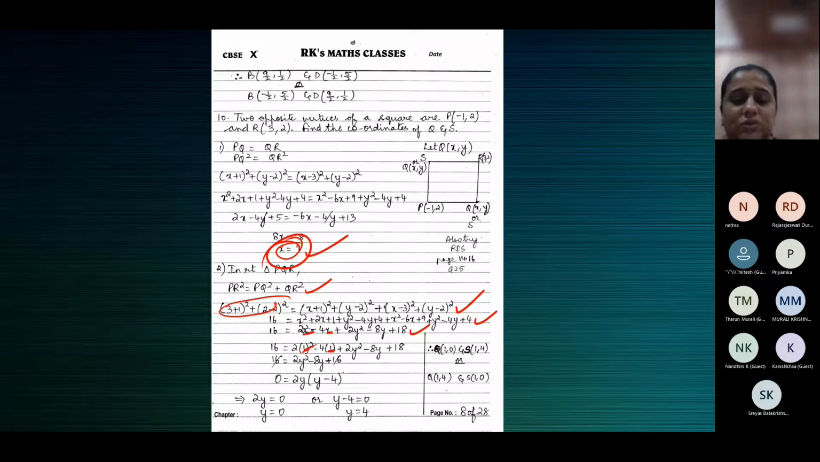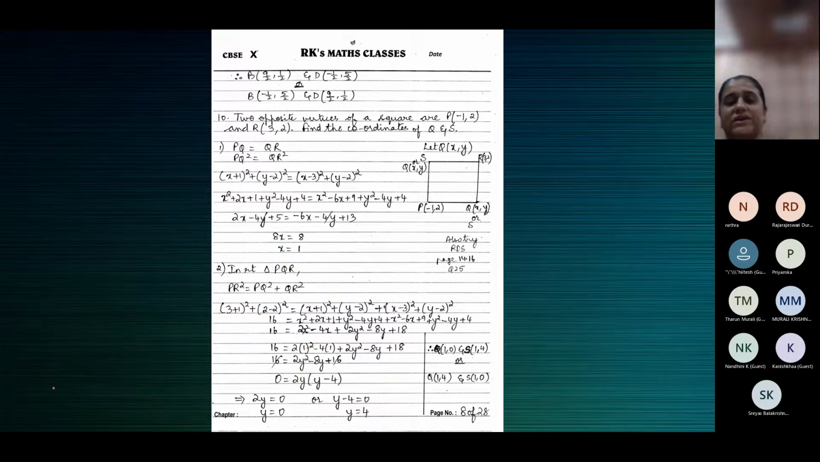When you work this equation, you get 2y square minus 8y. Whenever there's something common, bring out the common factor. So 2y is common into y minus 4 is equal to 0. That means either 2y is 0 or y minus 4 is 0, which means y is equal to 0 or y is equal to 4. So y takes two values, 0 or 4.